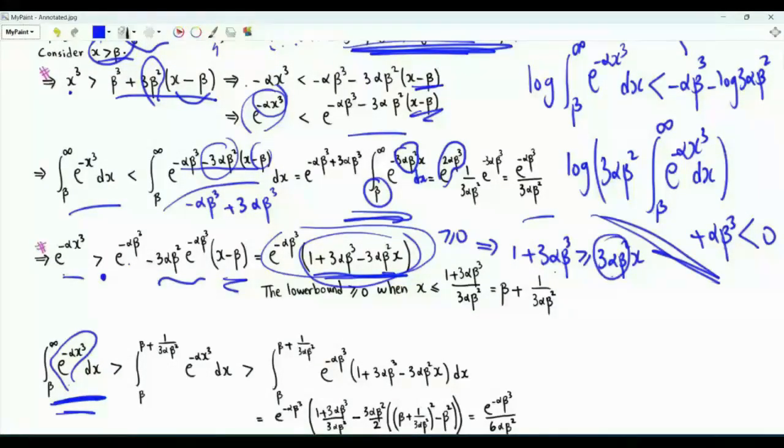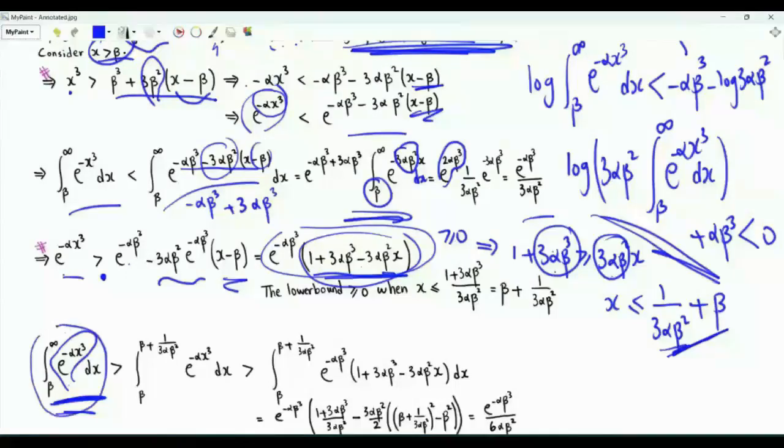Divide both sides by this quantity. The lower bound is non-negative when x is less than or equal to 1 over 3 alpha beta squared plus this over that, this is beta. On the interval from beta to beta plus 1 over 3 alpha beta squared, this lower bound is non-negative. If x is greater than this threshold, then the lower bound becomes negative, and actually it tends to minus infinity as x tends to infinity.